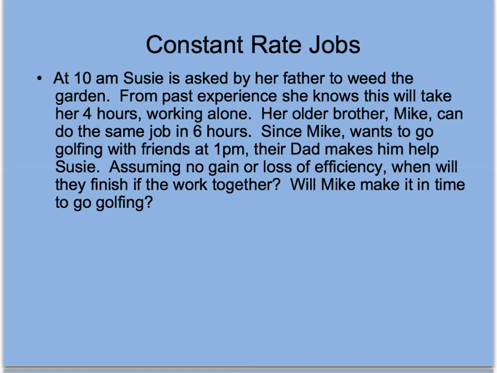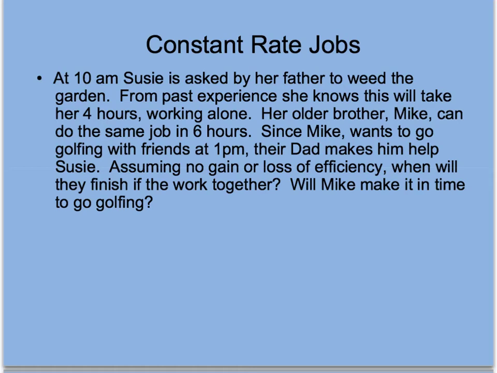It says at 10 a.m. Susie is asked by her father to weed the garden. From past experience, she knows this will take her 4 hours working alone. Her older brother can do the same job in 6 hours. And since Mike wants to go golfing with his friends at 1, their dad makes him help Susie. Assuming no gain or loss of efficiency, when will they finish if they work together? And will Mike make it in time to go golfing?